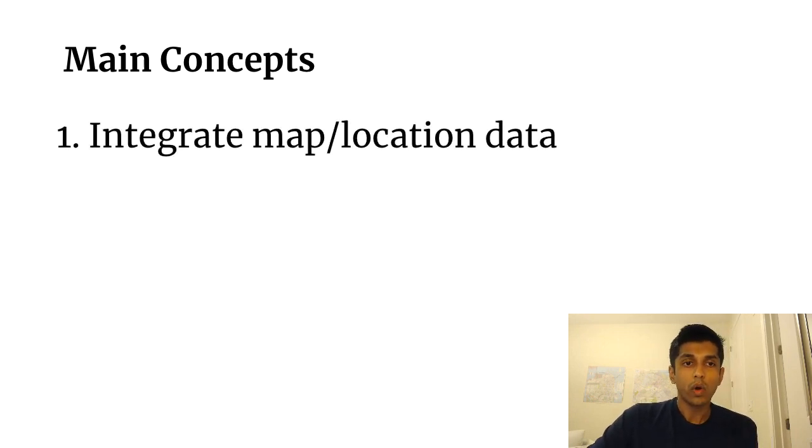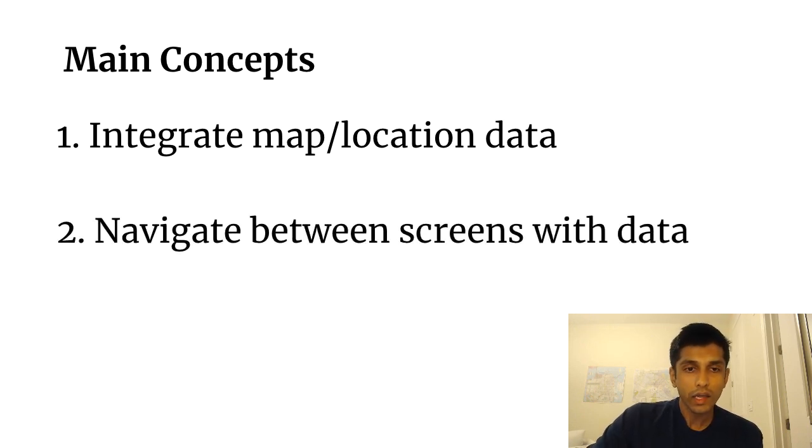Next, I'll talk about the main concepts we will and won't cover while building the app. The first, of course, we'll be talking about how to integrate map and location data into your application, because the main point of what we're building is rendering a map and showing important places on it. Second, we'll talk about how to navigate between screens in your app with data. This is important because pretty much all apps will have multiple screens and you'll need to be able to communicate between them. And we'll use Android's intent system to do that.